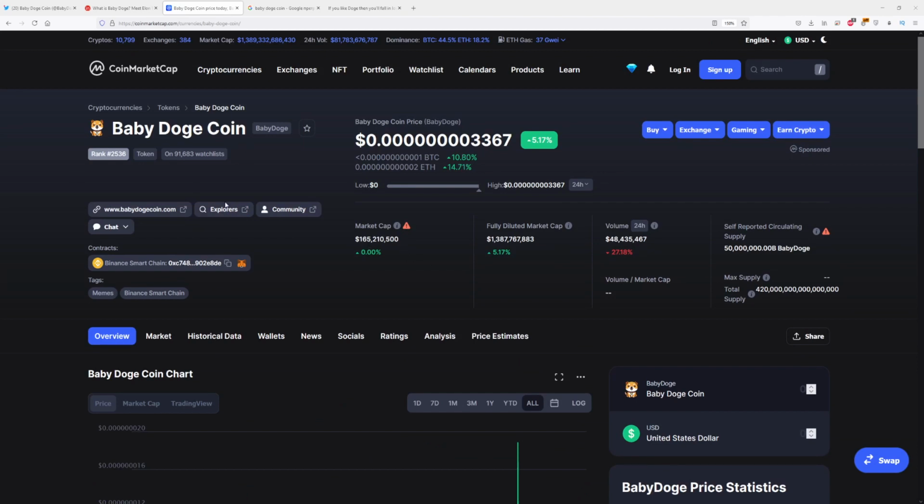So first off, let's do some chart analysis. Okay, we have a 24-hour volume of $50 million, which I think is pretty low. I would say it will need to go much higher than this. It's going down because of the trend that happened.